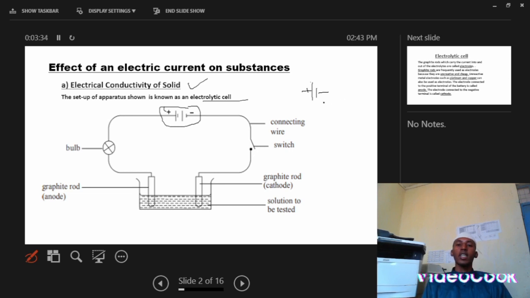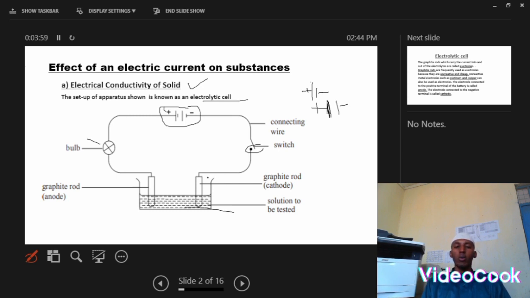Sometimes they show you the same size, but one will be thick and the other one thin. In this case we can say the thicker one represents the positive and the thinner one represents the negative terminal of the battery. And here we have the switch controller. The bulb is here, the substance being tested is here.